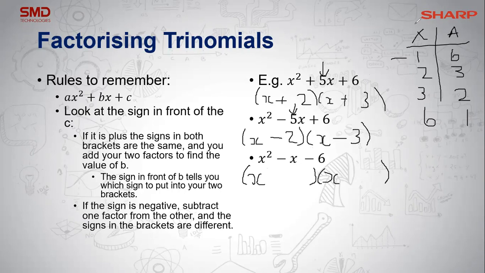What we do is we make one column minus and one column plus. So we're going to have -1 plus 6 gives me +5, not what I'm looking for. -2 plus 3 gives me +1, still not what I'm looking for. -3 plus 2 gives me -1. Yes, that is what I'm looking for. So I keep my signs. So I've got -3 and +2, and I've now factorized my equation. And this will work for those equations where your a value is equal to 1.